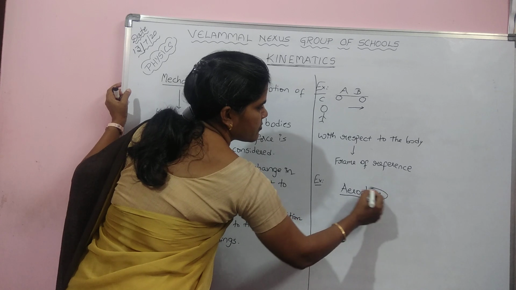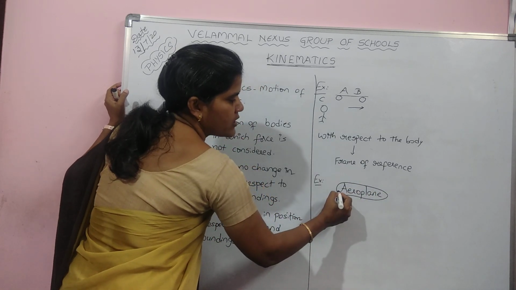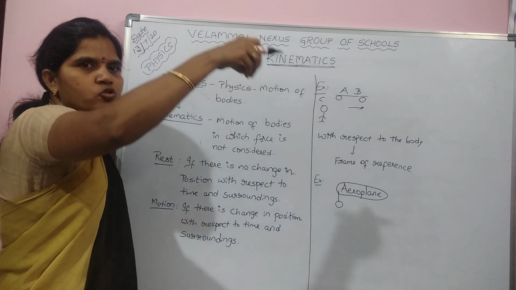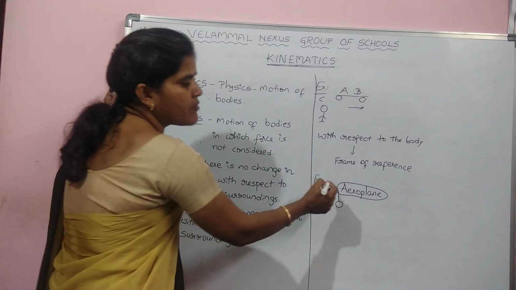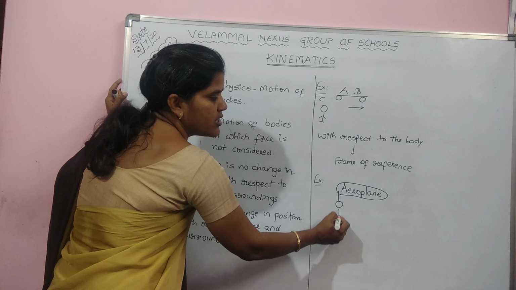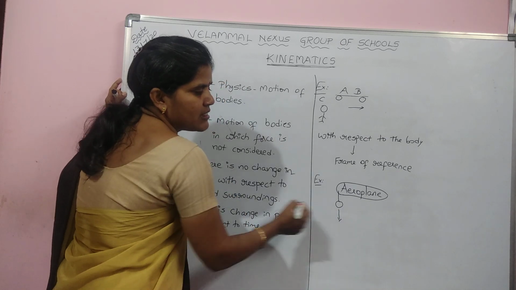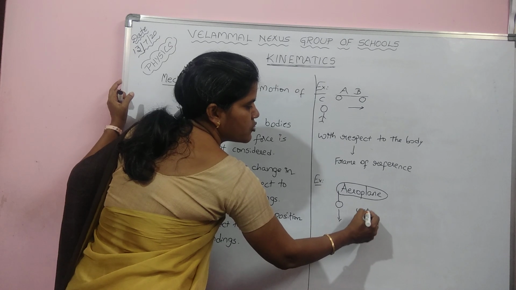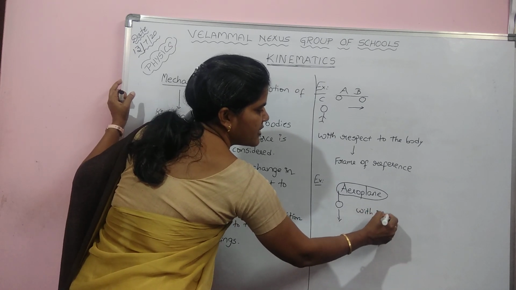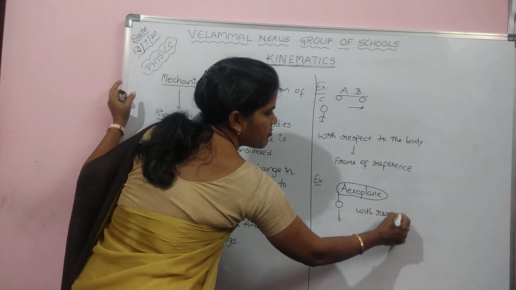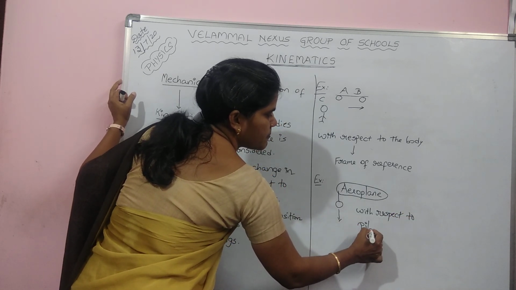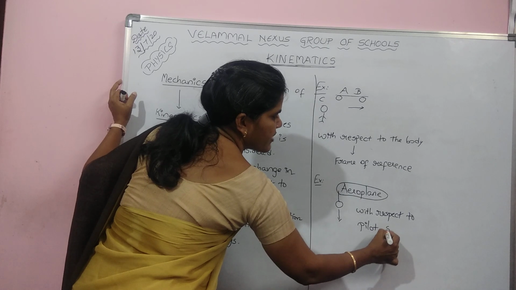Suppose a stone is dropped from an aeroplane. How will it fall, children? It will fall in a straight line, that is with respect to the pilot. With respect to the pilot, how will it be? Straight line.